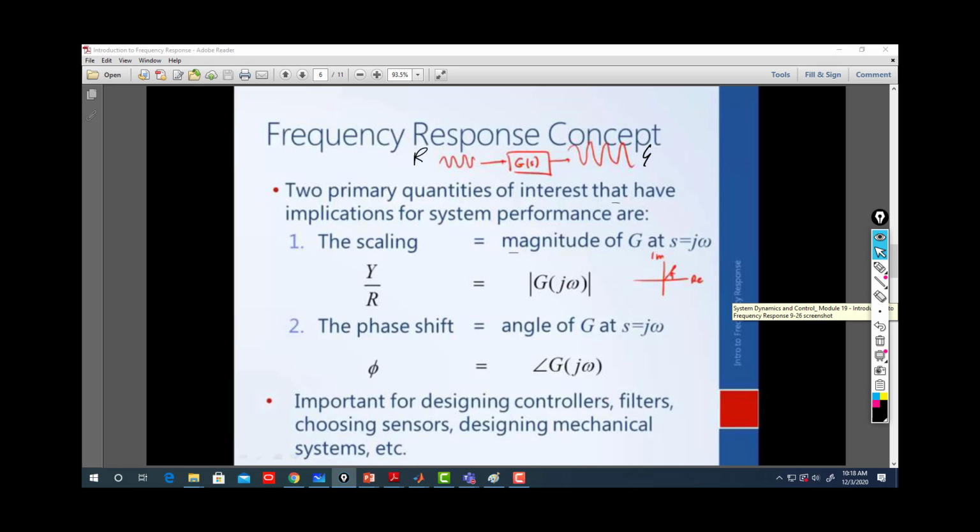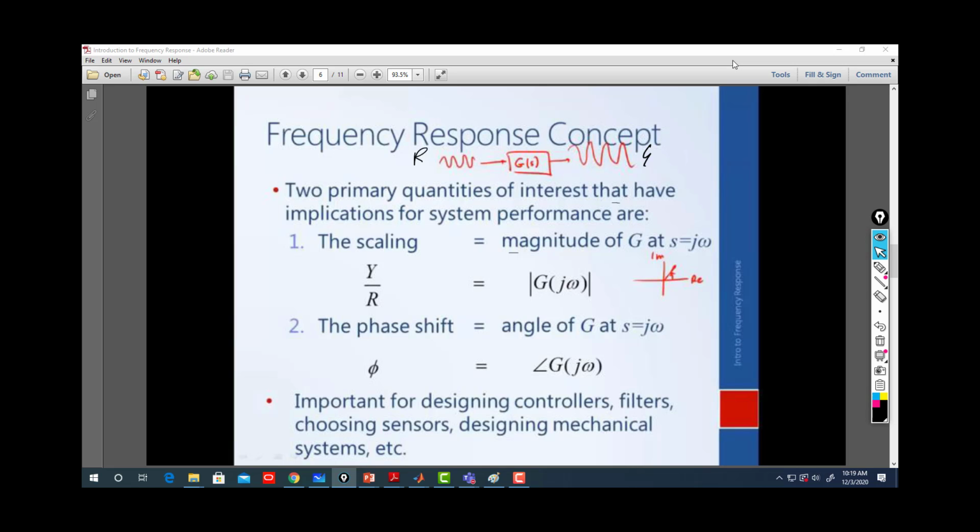And this frequency response concept is important for designing controllers, non-canonical controllers, but even for canonical. Also, it's important for filters, for choosing sensors, because each and every sensor has a frequency band on which you should keep working. You make sure that your signals are within the frequency band. Otherwise, you will not get the information from the sensor.